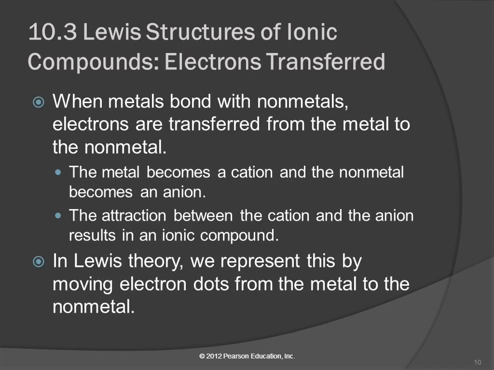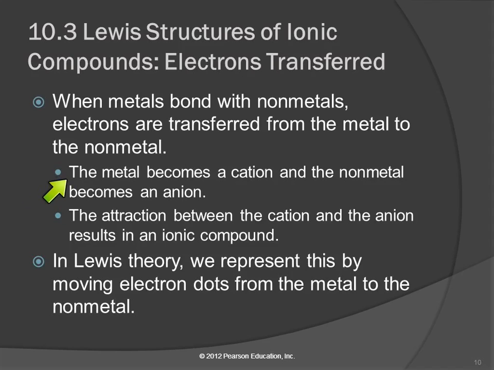We will look at ionic compounds first. This is where electrons are transferred. We have a metal reacting with a nonmetal, and they do so by transferring electrons from the metal to the nonmetal. The metal becomes a cation, the nonmetal becomes an anion. We learned about this back in chapter 5 when we talked about nomenclature and how to write formulas for ionic compounds. This is explaining why they do what we observe that they do.